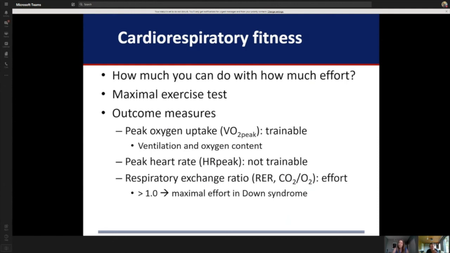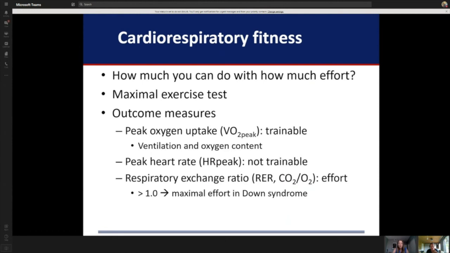They do need a little bit more time to familiarize themselves with the treadmill, with the equipment, with the procedure, but with taking the time to go through those things and, in a playful way, to make them comfortable with the equipment, they are very much capable of doing a maximal exercise test. It just takes a little bit more time, and they really enjoy it.